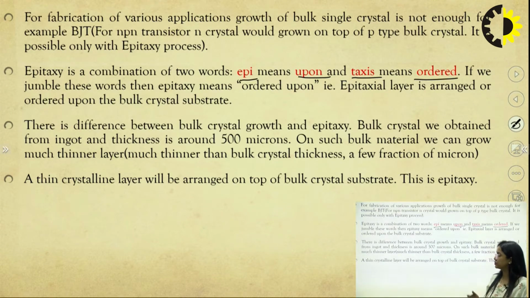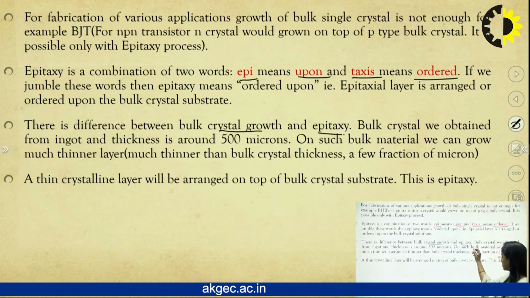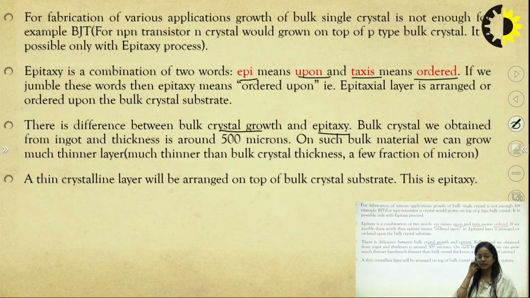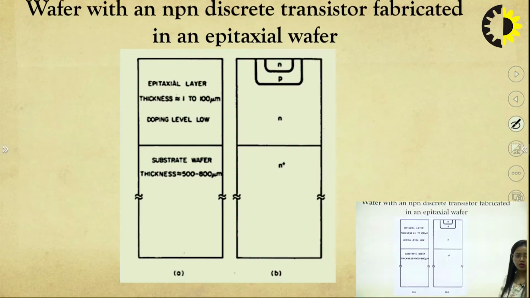There is a difference between bulk crystal growth and epitaxy. Bulk crystal we obtain from the ingot, and the thickness is around 500 microns. On such bulk material we have to grow a much thinner layer, up to a few microns. So a thin crystalline layer will be arranged on top of the bulk substrate. This is called epitaxy. I think this was all about epitaxy.